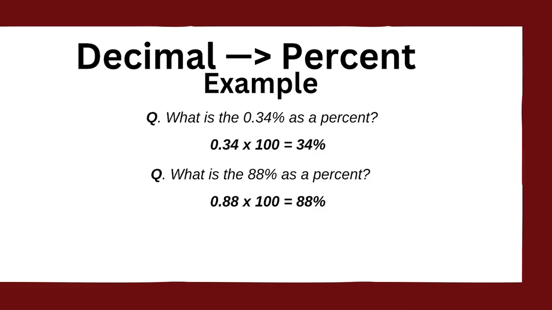So here are some examples. What is 0.34 as a percent? I know I'm going to take this decimal value and multiply it by 100. Now I have 34, and I add my percent sign. If I have 0.88 and I want to make that into a percent, I'm going to multiply that by 100, and that's going to give me 88%.